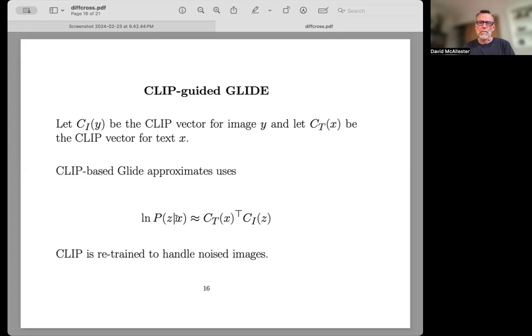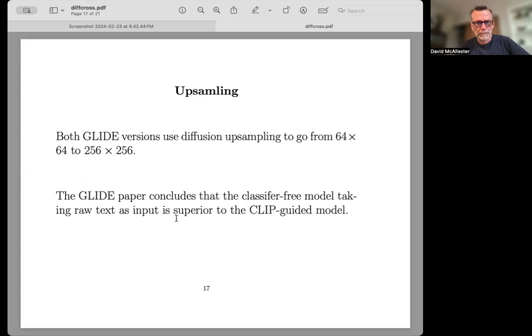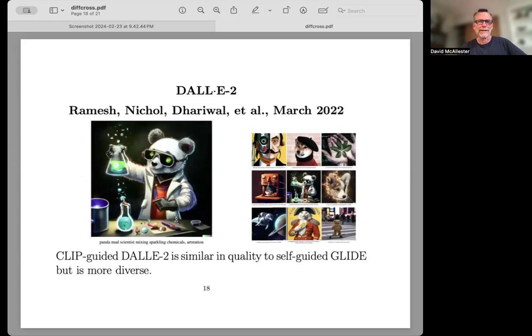And we have to retrain CLIP, this joint embedding, to handle noisy images, because the diffusion model is, remember, denoising the images. And it uses upsampling, similar to the super resolution method.